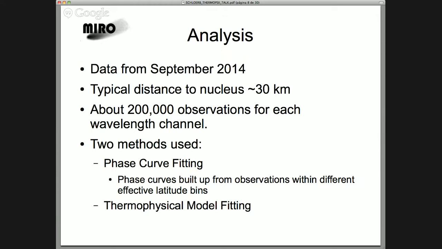So the data I'm going to be telling you about is from way back in September 2014. The typical distance to the nucleus was about 30 kilometers. I have about 200,000 observations for each wavelength channel used in this particular fitting. And we did two things. We fit phase curves to different bins of effective latitude, and then we also fit a full thermophysical model.